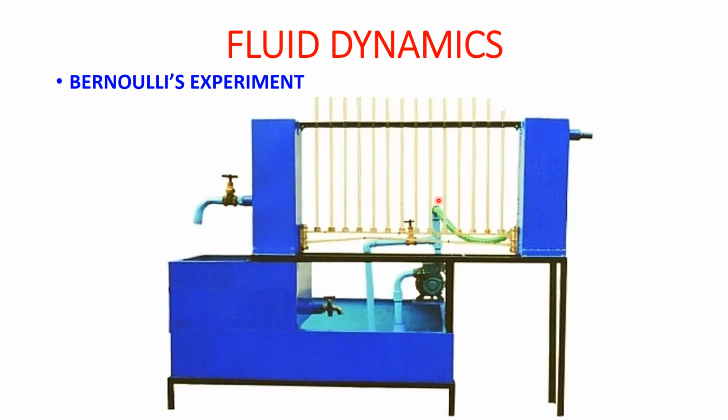Now, if we count these tubes, we get around 14 tubes here. So all the 14 tubes will have 14 cross sections. When we were deriving the equation, we took two sections, section 1 and section 2, for Bernoulli's equation. Here the equation will be extended from section 1 up to section 14, because 14 tubes are there.